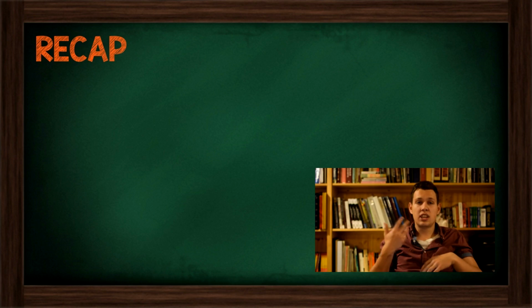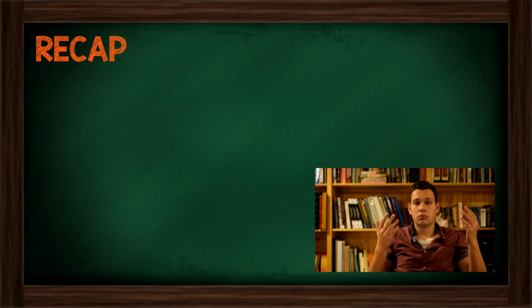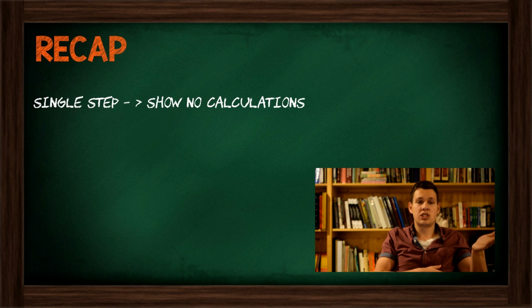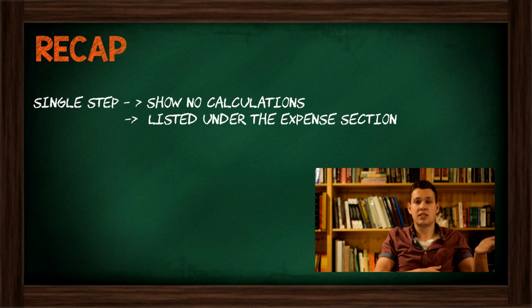Don't ask me why. It's just something that they like to put there. Okay? So just to recap really quickly, the differences of cost of goods sold on the single step and the multiple step. On the single step, you show no calculations. You just simply list it underneath the expense section.